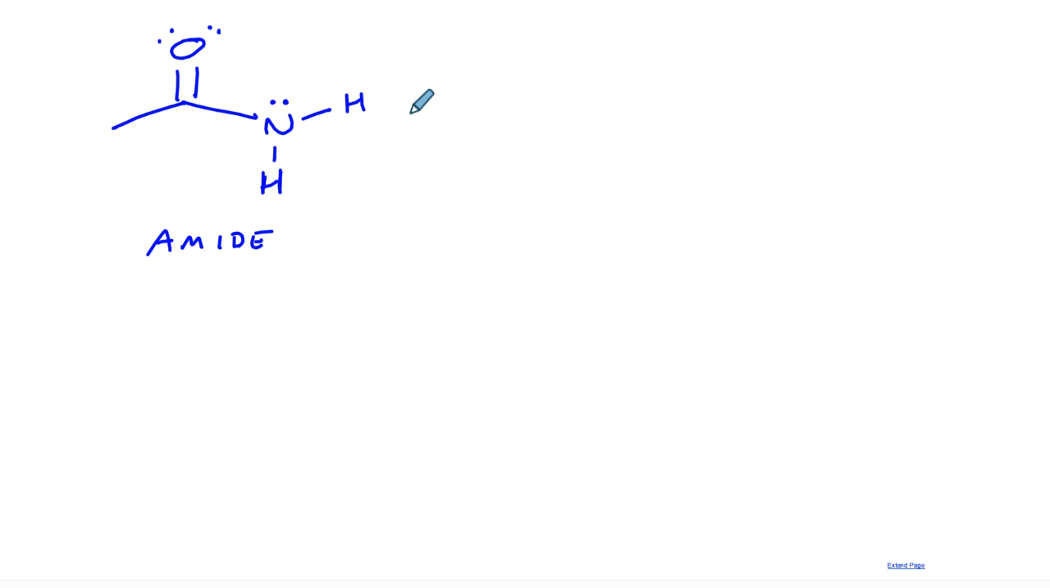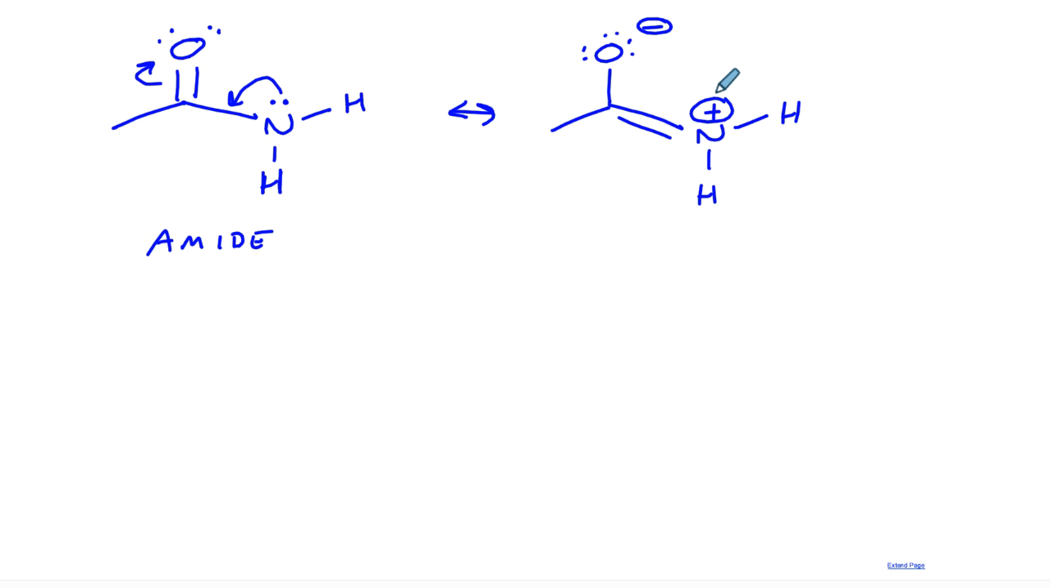So let's draw an important resonance structure for this molecule that is charge separated. Okay, there we have it. So this structure over on this side is charge separated, so it's not the major contributor, but it is still a critically important resonance structure that describes a lot of the properties of this molecule. It describes the geometry around the nitrogen atom.